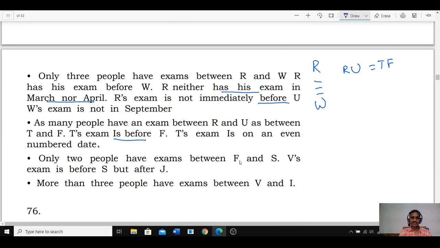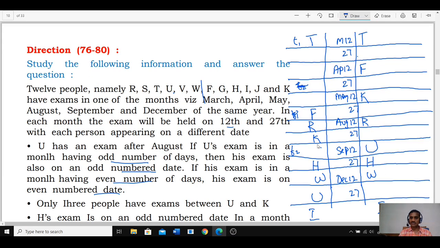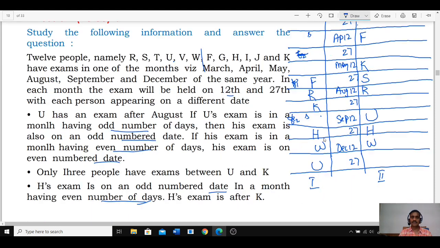T and F. Next one, what is the next information we have? T's exam even number date, only two people between F and S. F ki S ki majlo only two people. F ikkada unnadu kabatti 1 2 S can be here, isn't it? S can be here, or 1 2 S can be here. There are two different possibilities. And F ki S ki majlo two persons 1 2 S must be here. That is May 27th is S.